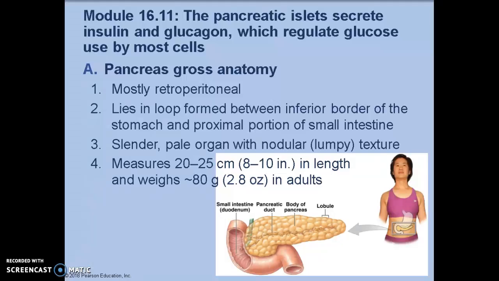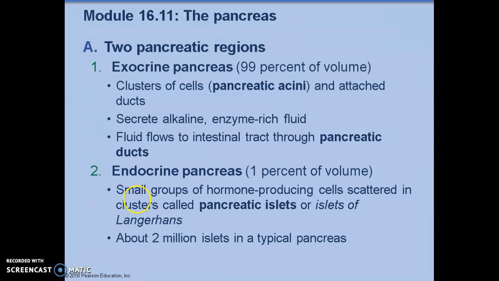The pancreas secretes two important hormones, insulin and glucagon, and they have opposite effects. In terms of the anatomy, most of the pancreas is retroperitoneal. It's kind of in the curve of the stomach. So the pancreas is the only organ that is both exocrine and endocrine. The exocrine function of the pancreas is 99% of the volume.